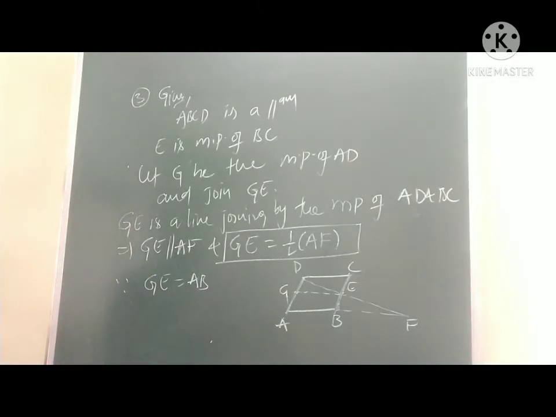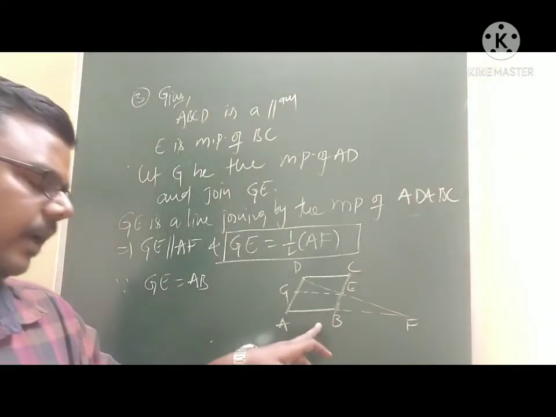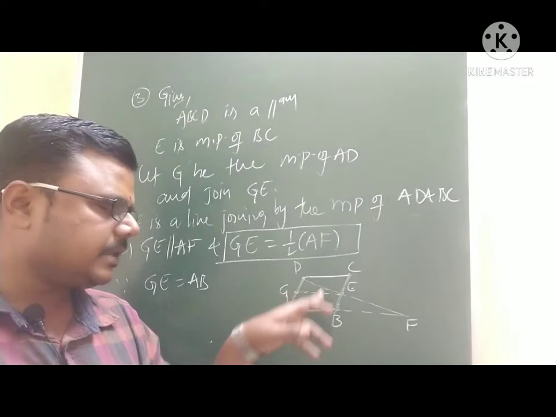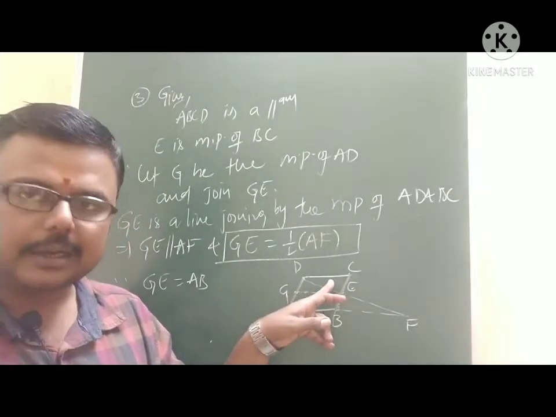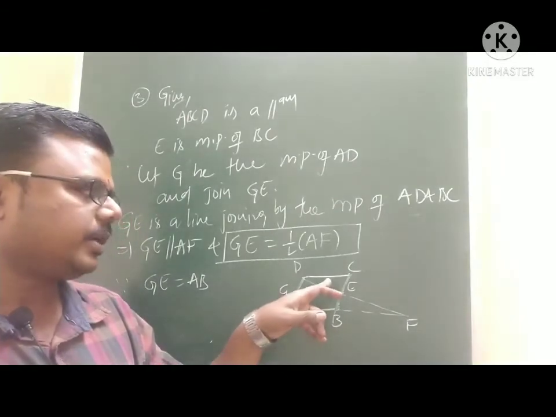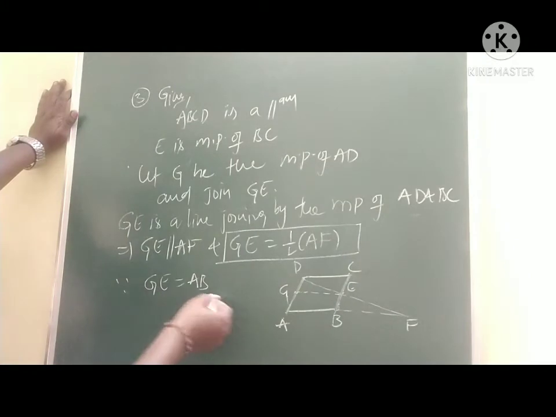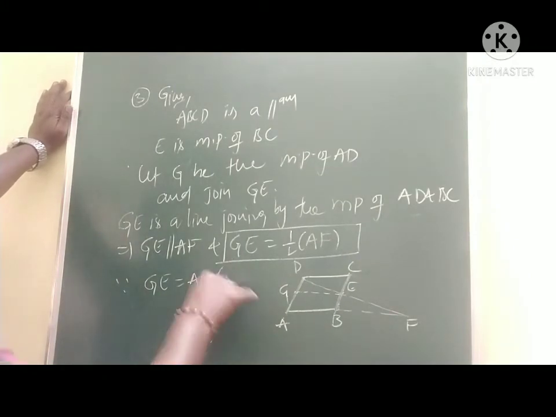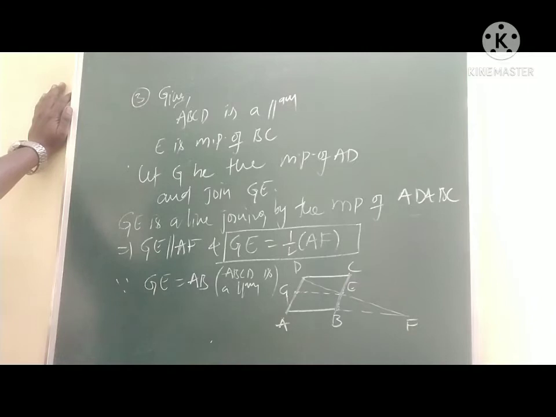Okay, because GE is parallel to DC as well as AB. AB and DC are parallel to each other and they are equal to each other because they are in a parallelogram. Definitely GE will also be equal to CD and AB. So GE is equal to AB. If you want, you can write the condition that ABCD is a parallelogram, so that all the explanation we have discussed will come under this.